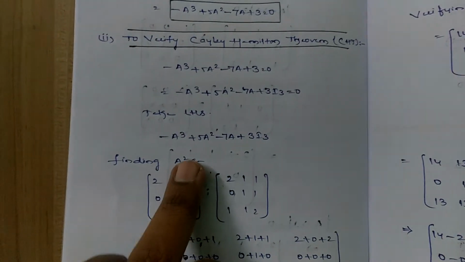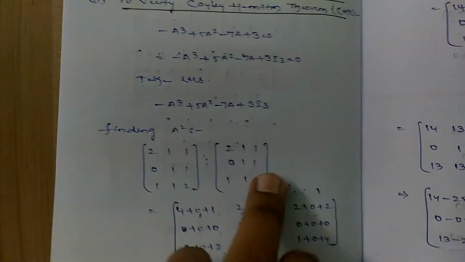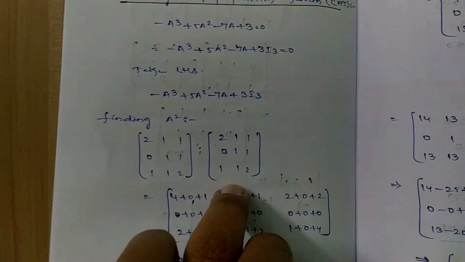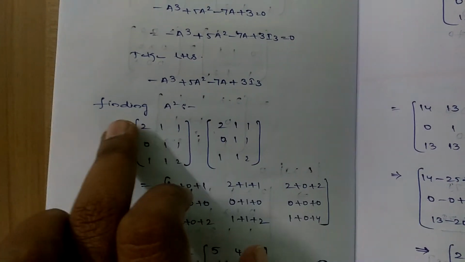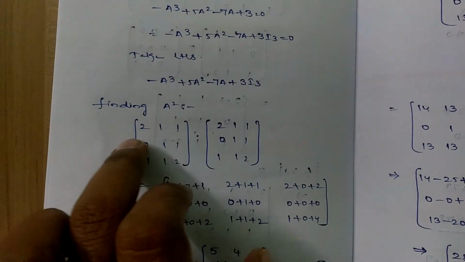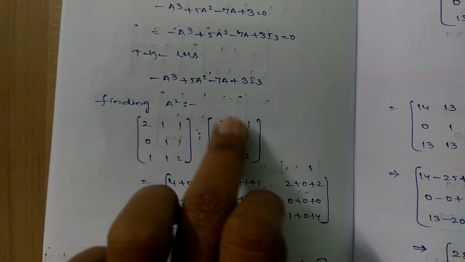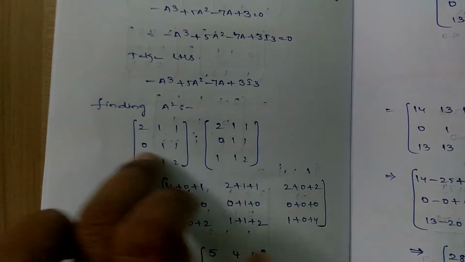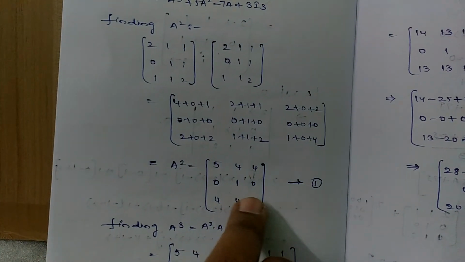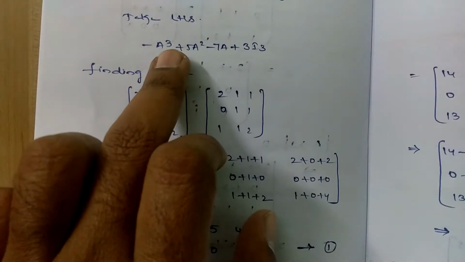Now first find A square. A square is directly A into A matrix. Take matrix A two times. So first row, first column, first row, second column, first row, third column. As usual multiplication. Second row, first column, second row, second column, second row, third column. Similarly, third row, first column, third row, second column, third row, third column. You will get the result like this, and the A square value is 5, 4, 4, 0, 1, 0, 4, 4, 5. Keep it as equation 1 because we need to simplify A cube also.